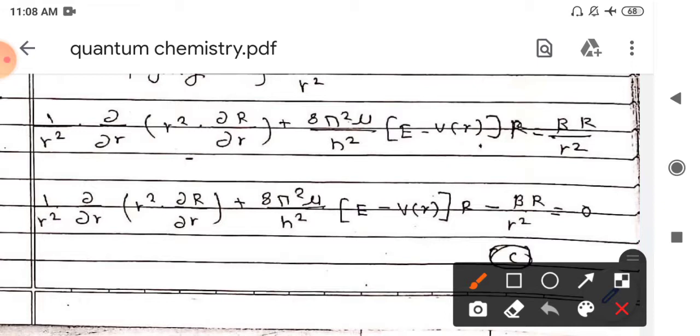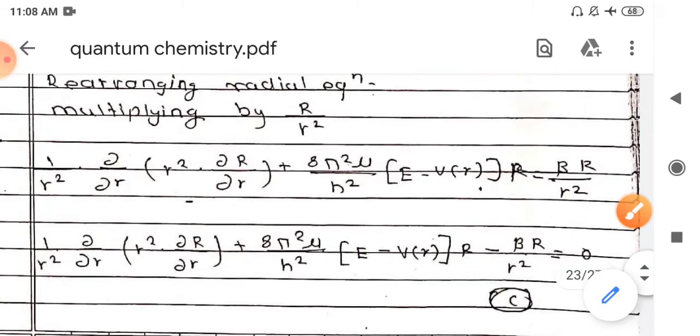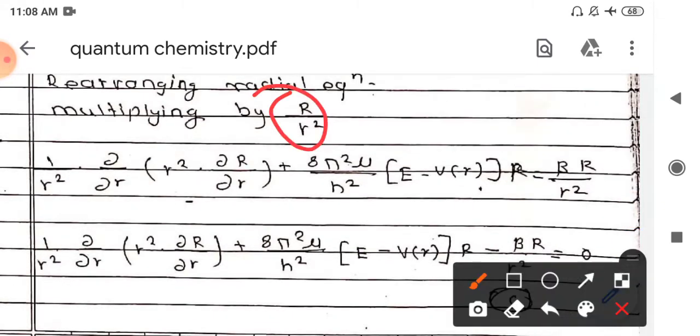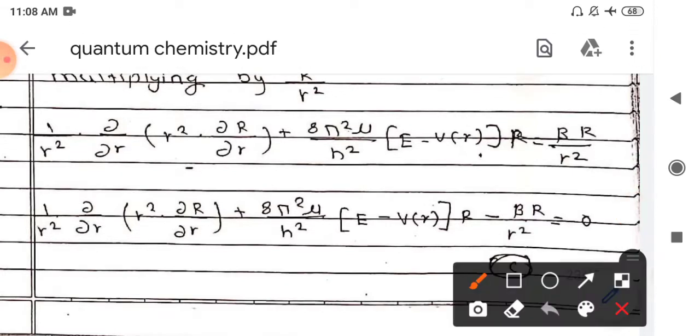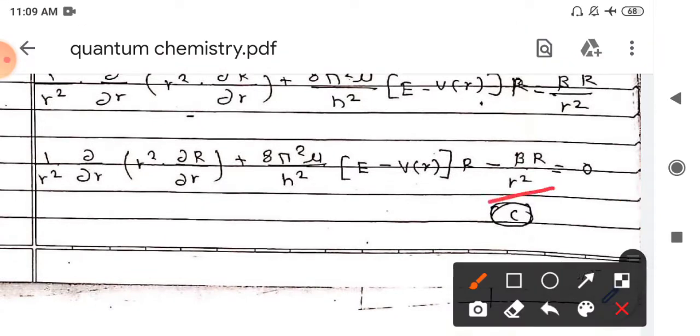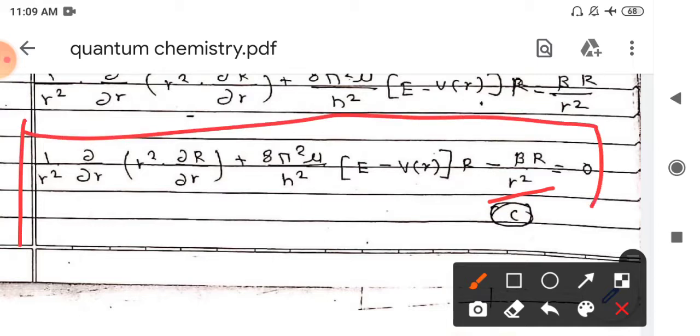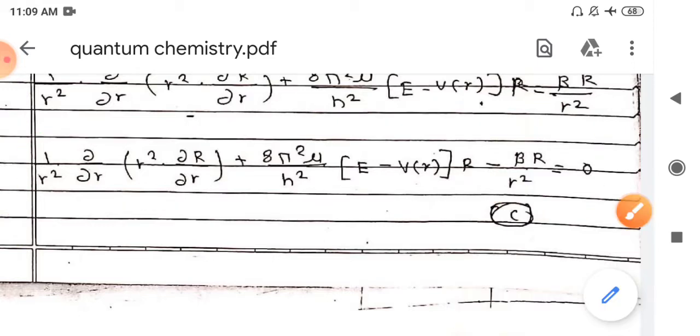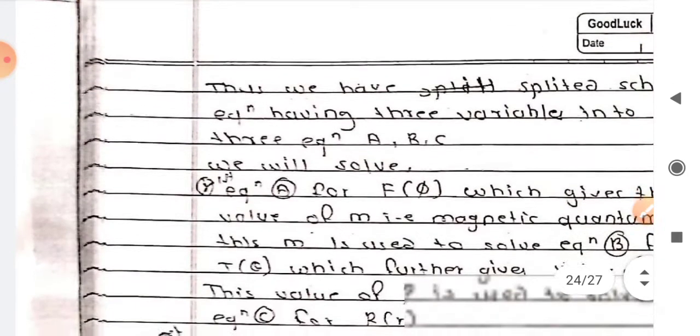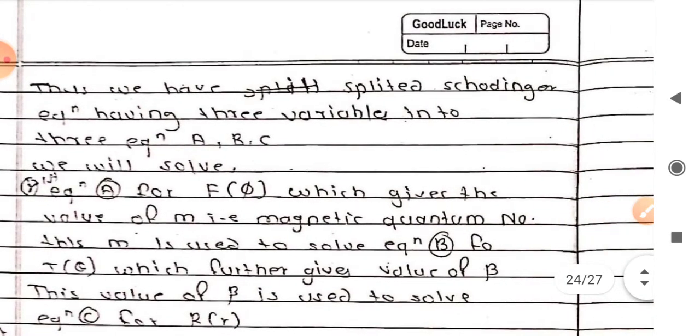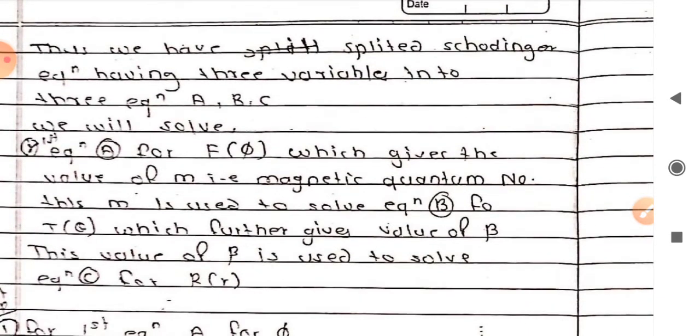We have simply rearranged that equation by multiplying by 1 upon r square. So 1 upon r square d by dr of r square dR upon dr plus 8 pi square nu upon h square (E minus V r) into R minus beta R upon r square is equal to 0. So this is the equation for the radial part r. Here we have obtained the three different equations for r, t and f, and we have to solve each of them one by one.